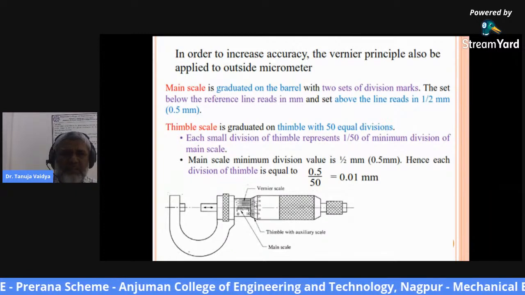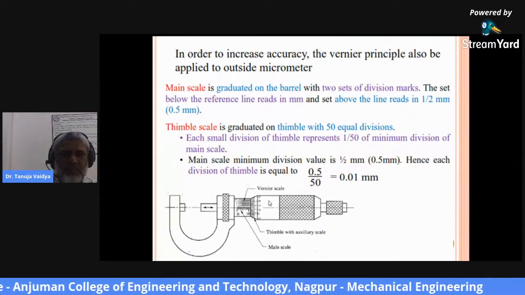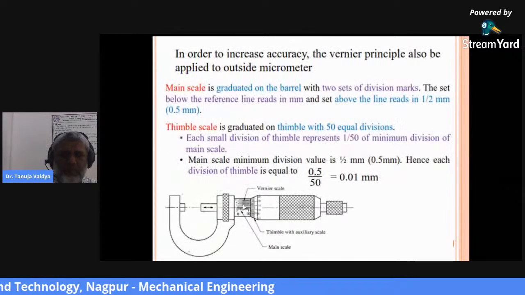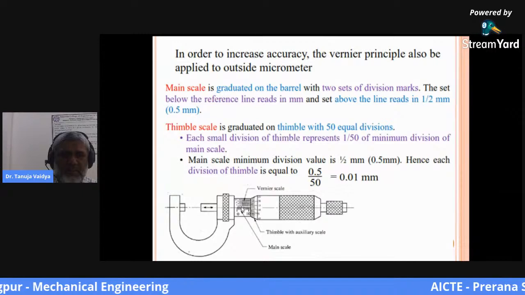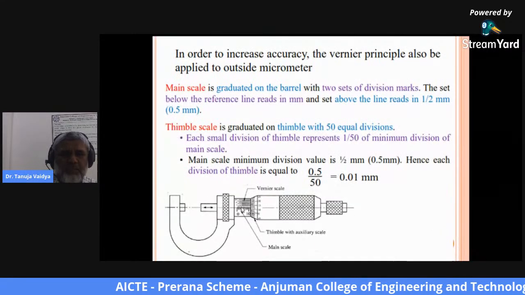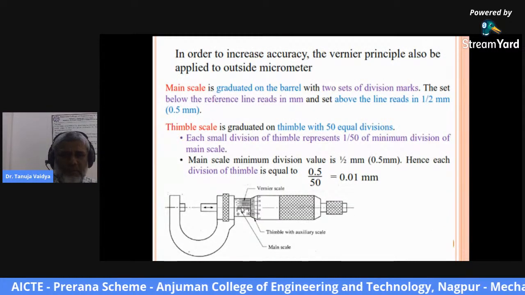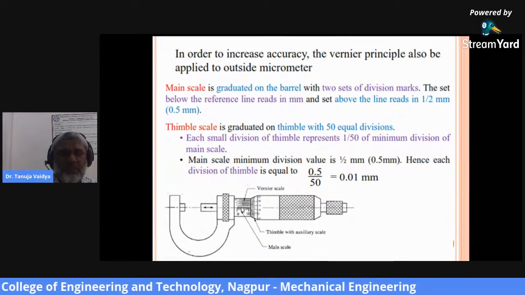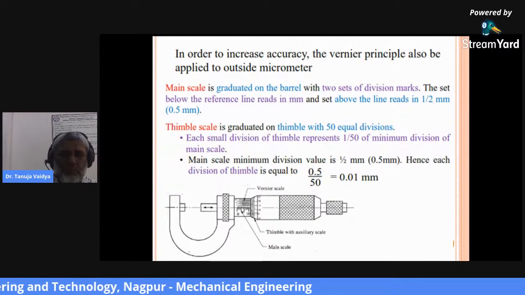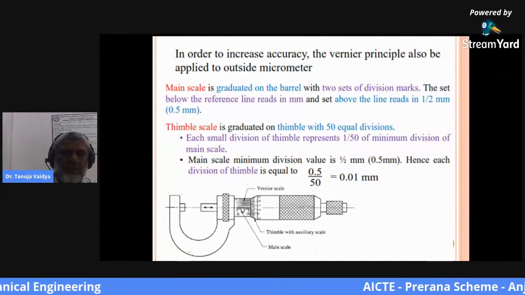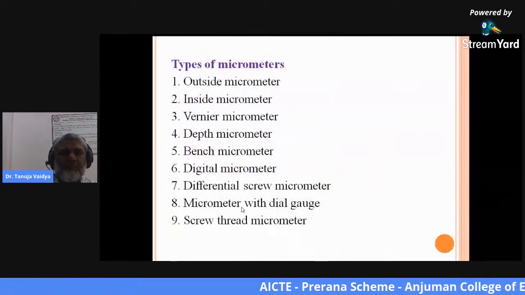The main scale minimum division value is 0.5. Therefore, the least count of this particular scale is 0.5 divided by 50, which is equal to 0.01. 0.01 mm is the least count of this micrometer.